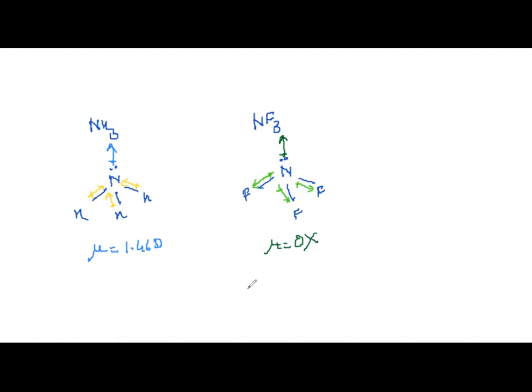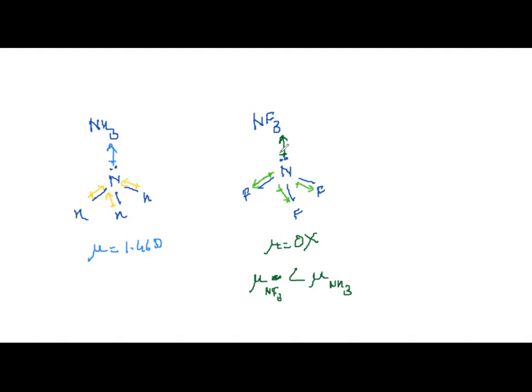There is some net resultant dipole for the NF3 molecule, and that dipole moment for NF3 is less than the dipole moment of NH3. That's it. So I can say it is not 0. It is less than 1.46 D.